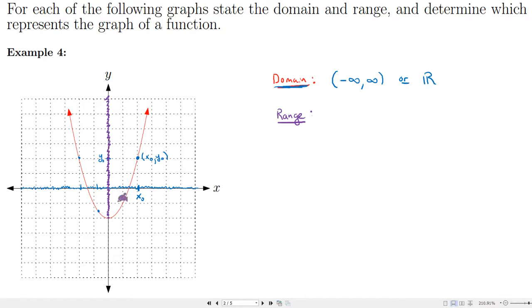Okay, so there was actually no indication of how this was incremented. So I guess if we assume that it's incremented by ones, that this would be at negative 2. Okay, so the range in this situation, now negative 2 is going to be included, right, because that red curve does pass through that point. So we are going to include negative 2. But then because this continues on, our outputs can get arbitrarily large. So it will go from negative 2 to infinity. Okay, so that takes care of the domain and the range, and determine which represents the graph of a function.